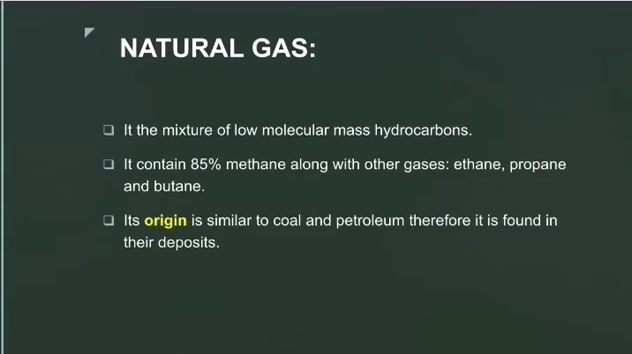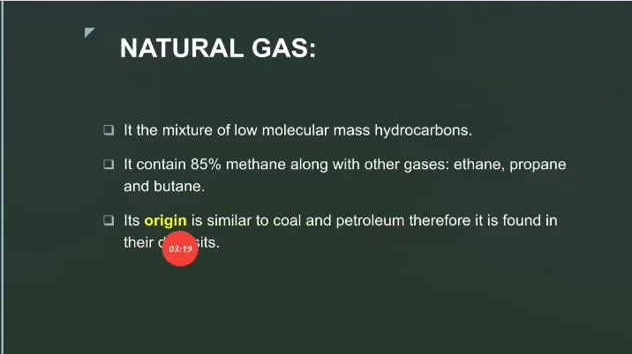Then we are coming towards the next topic, which is natural gas. You have lots of knowledge about natural gas, that it is a mixture of low molecular mass hydrocarbons. Low molecular mass means compounds containing 1, 2 or 3 carbon atoms. The second point is that it contains 85% methane. It means that in natural gas the maximum amount is methane, along with other gases like ethane, propane and butane. You have studied that ethane contains 2 carbon, propane contains 3 carbon and butane contains 4 carbon. So they are lower molecular mass hydrocarbons.